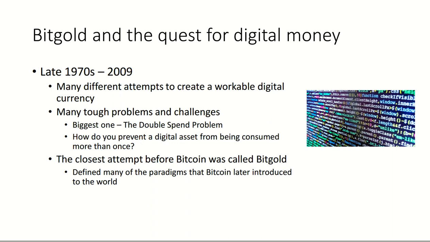And that has led us to start pursuing and investigating some of these inefficient solution architectures. And all of this kind of dovetails with a very interesting quest that started in the mid to late 70s to design a workable digital currency. And there were many attempts, starting in the mid to late 70s, all the way up until 2009, to create a truly digital currency. And there were a lot of tough problems and challenges in getting all this to work, but far and away the biggest one was something called the double spend problem.